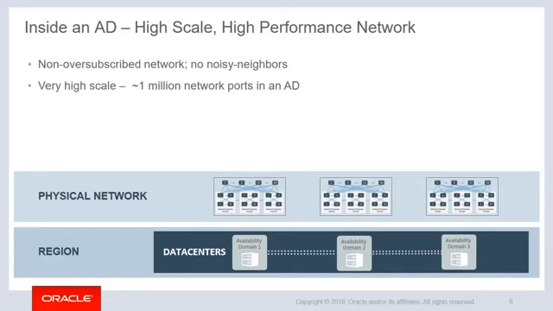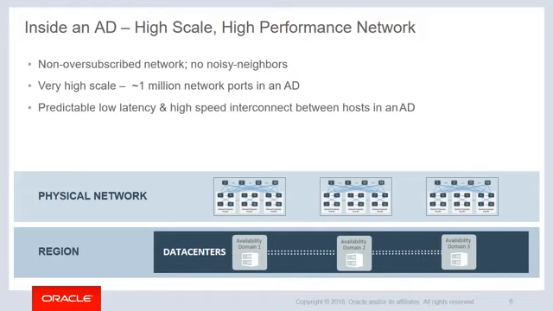Within an AD, we have a physical network which is non-oversubscribed, so we don't run into issues like noisy neighbors, and it's a very high scale network, something around more than 1 million network ports in an AD, and low latency between hosts within an AD.